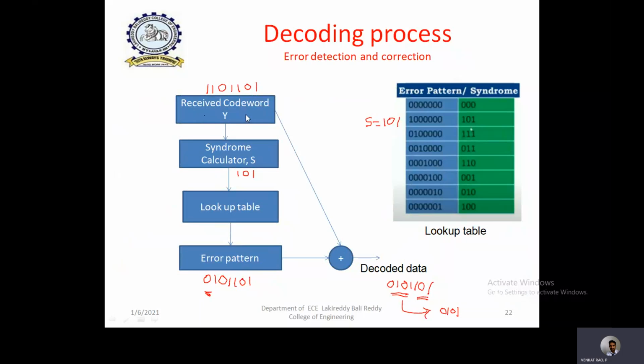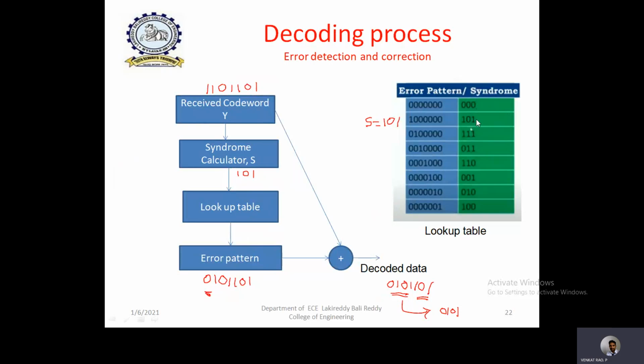From the received code word, the first step is to identify the syndrome vector from the syndrome calculator. The syndrome vector is already calculated as 101. This syndrome must be compared in the lookup table.